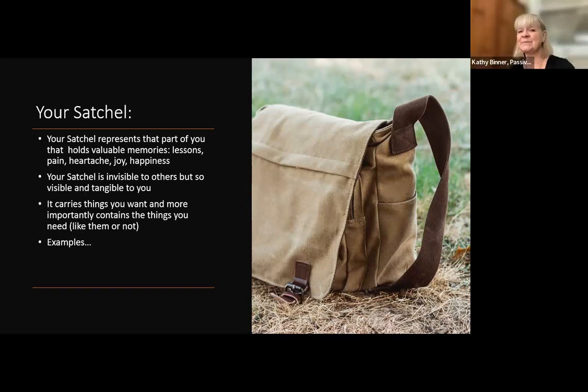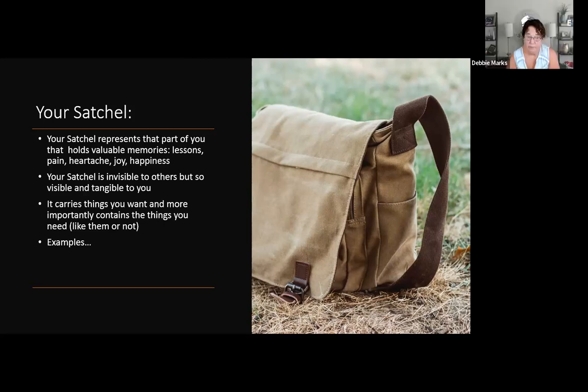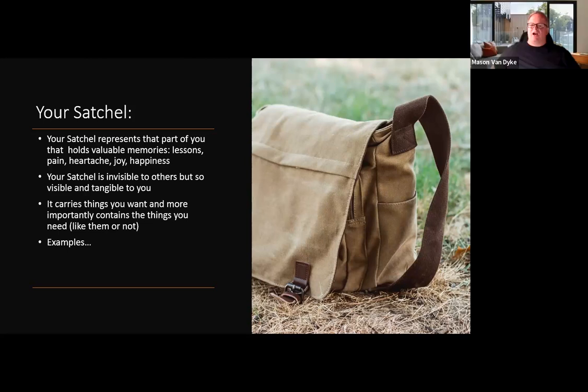It makes a lot of sense to me, Mason, and sometimes my satchel gets a little heavy, and I have to sit down and purposely empty it out. I find myself doing that a lot more nowadays as I take my time and get into mindfulness like that, realizing what I don't need to hold on to anymore.